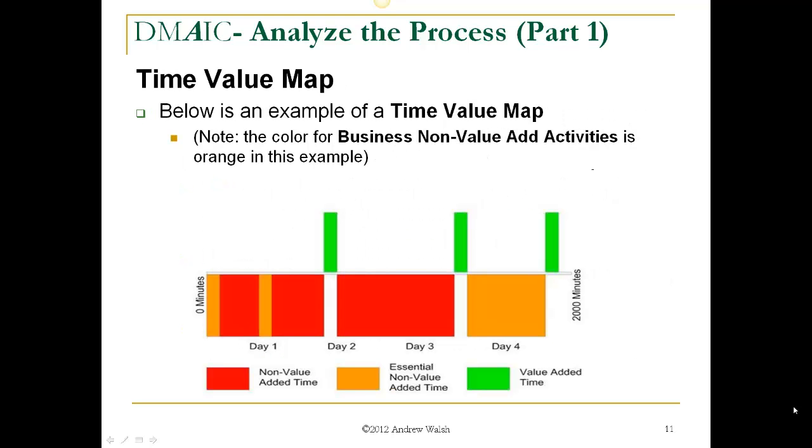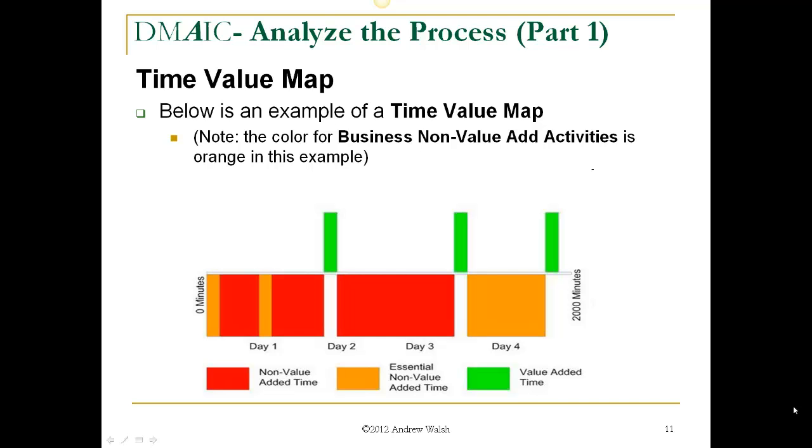And below is an example of a time value map. Note that the color of the business non-value add in this example is orange. So as you see in the very beginning, in day 1, there is a lot of essential non-value added time. This may be filling out paperwork and things like that. And then non-value added time whatsoever, waiting around for things.